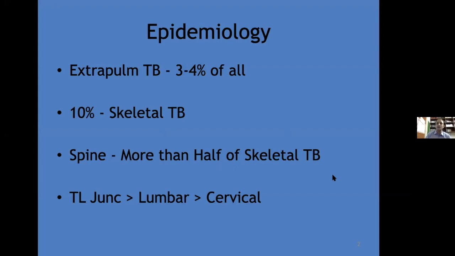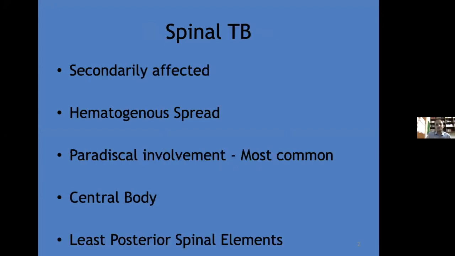And in spine, the most common is thoracic area, specifically the thoracolumbar junction, lumbar, and then finally you have the cervical spine, and it's in that order. Now, as we know, in spinal tuberculosis the mycobacterium involves the spine always secondarily. So there is a hematogenous spread of these dormant bacilli to the spine. And most commonly, the area involved is paradiscal.